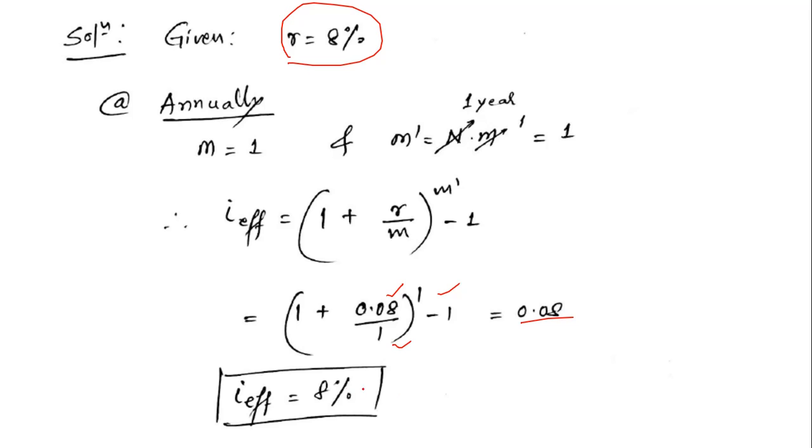So what does this mean? In this case, the 8% nominal interest rate is nothing but per annum. If nothing is given, it means per annum. Annually per annum means this is also annual compounding, and there is no change. That's why you see that the effective interest rate and the nominal interest rate are the same.